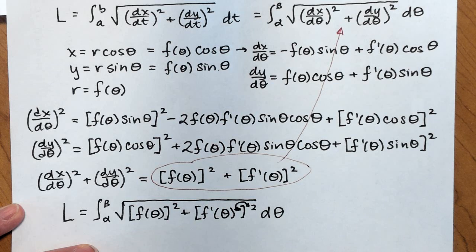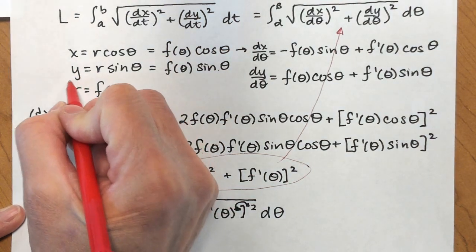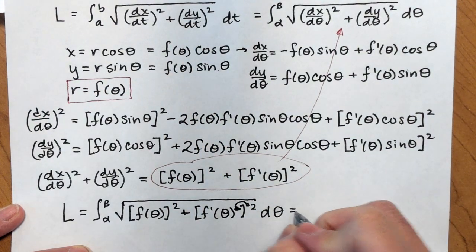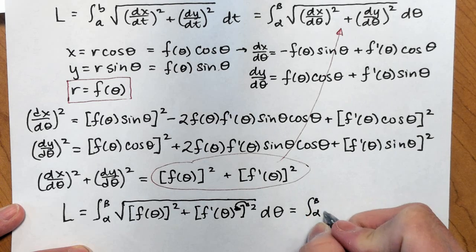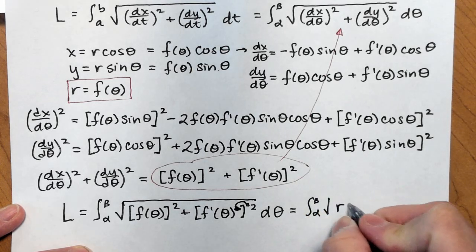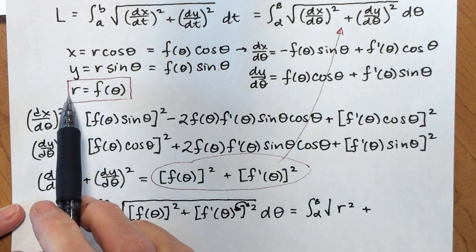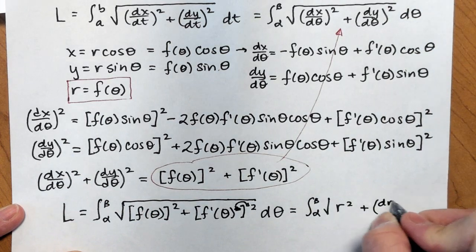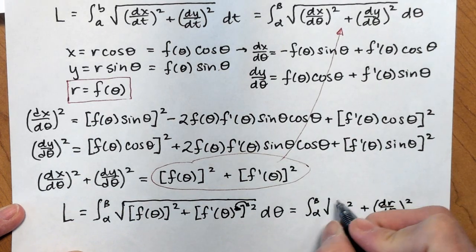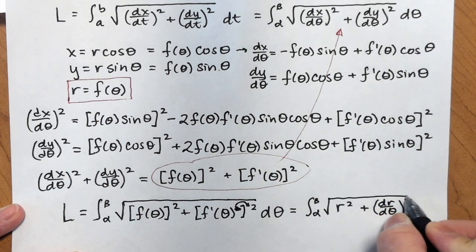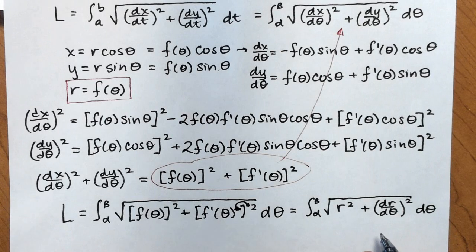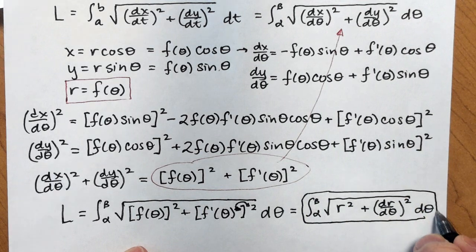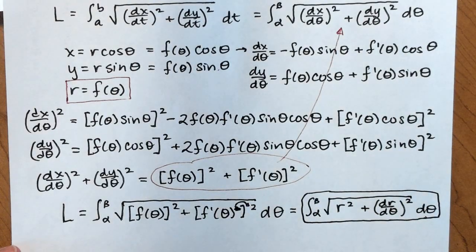But remember back here, we said, what is f of theta? f of theta is r. So this is really the integral from alpha to beta of r squared plus, well, r prime. If r is a function of theta, then the derivative of r is dr d theta, squared. That's f prime of theta squared d theta. And this is the formula for arc length in terms of r and theta in polar variables.